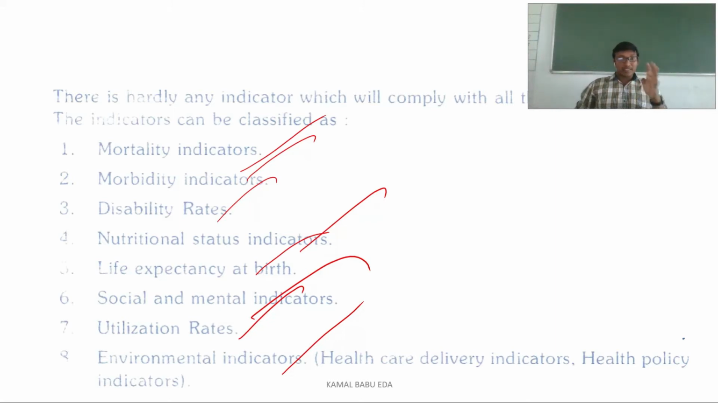Now we understood what an indicator is, what mortality is, what morbidity is, what disability is. Mortality indicator means the death rate of a person. Morbidity means the disease rate. Disability means the person is disabled from doing his own activities. Nutritional status means whether they are perfectly nourished or malnourished. Life expectancy at birth means how many children are living whenever they are born. So these are some of the indicators.